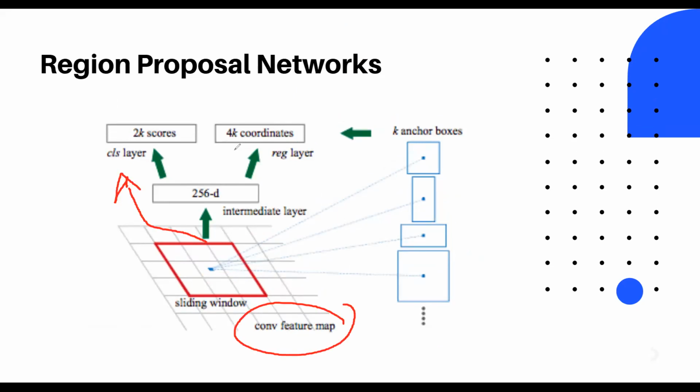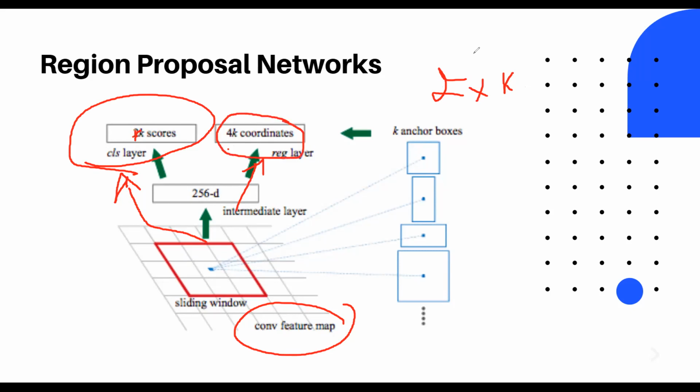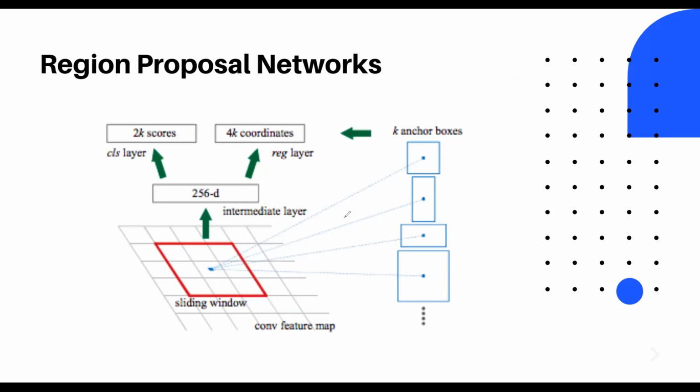So what we do is we first classify whether there is an object or no object. So 2 times k; it's not 2,000, this is 2 times k, where k is the number of anchors. And then, of course, we do bounding box regression. Basically, we try to predict the correct coordinates of the object. So here we have 2 times 9 values for the output for classification, and here we have 4 times 9 values for the output of the model.